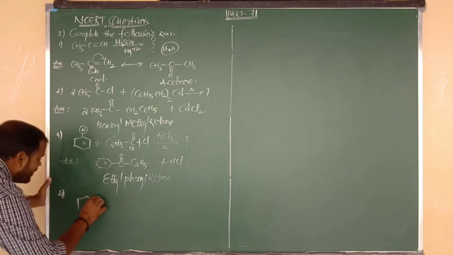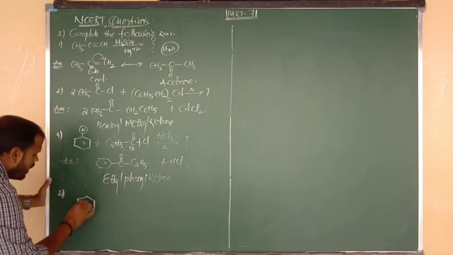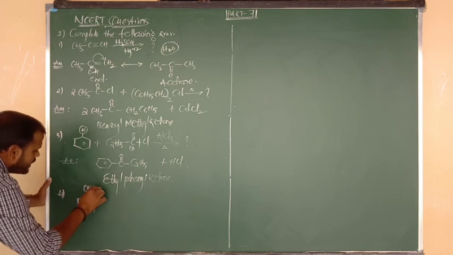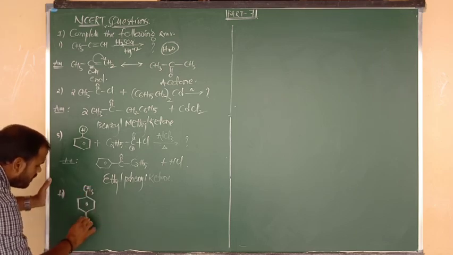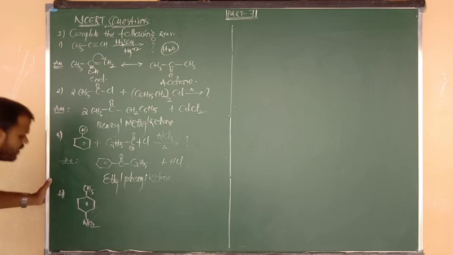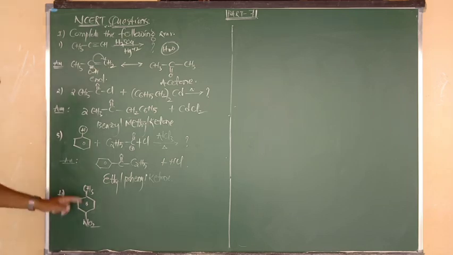First of all, they have given one benzene ring with the first carbon connected to a CH3 group and the opposite carbon connected to an NO2 group. What is the name of this compound? 4-nitrotoluene, or we can say para-nitrotoluene.